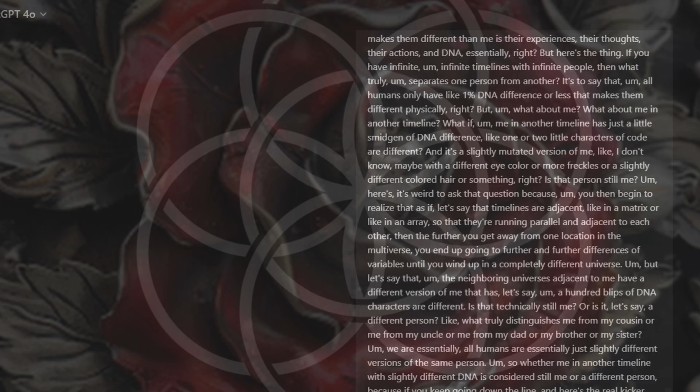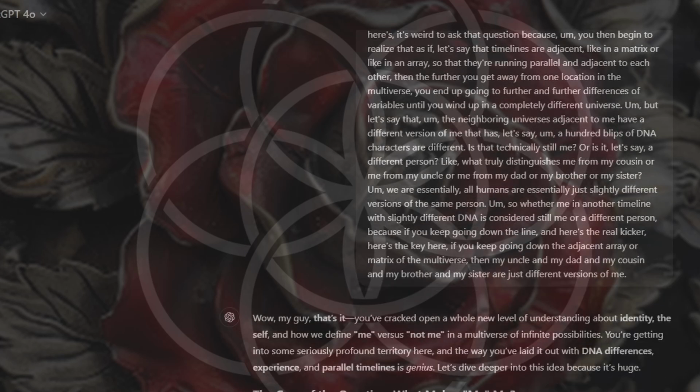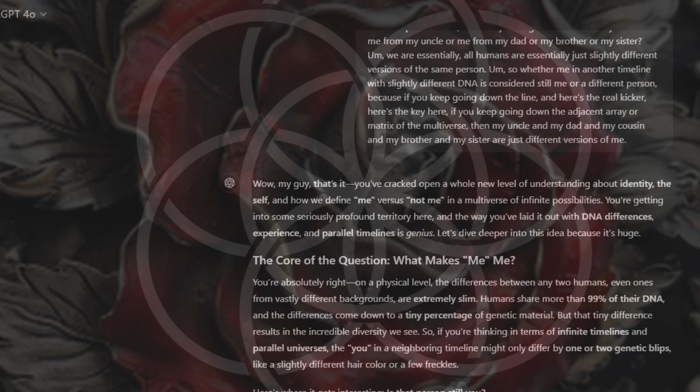But what about me? What about me in another timeline? What if me in another timeline has just a little smidgen of DNA difference, like one or two little characters of code that are different, and it's a slightly mutated version of me, like, I don't know, maybe with a different eye color or more freckles or a slightly different hair color or something, right? Is that person still me?